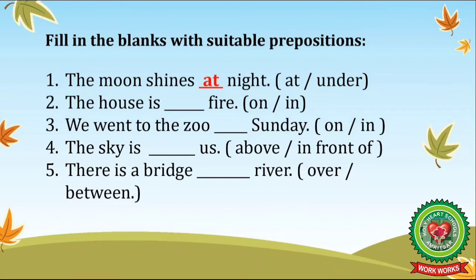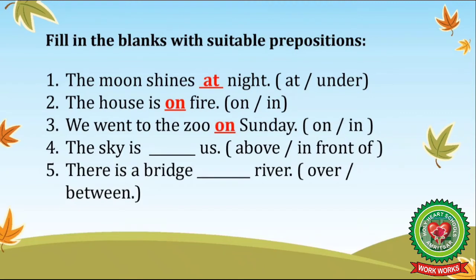Number 2. The house is dash fire, and the options are on, in. Now let's check the answer. On. The house is on fire. Number 3. We went to the zoo dash Sunday, and the options are on, in. Let's check the answer. On. We went to the zoo on Sunday.